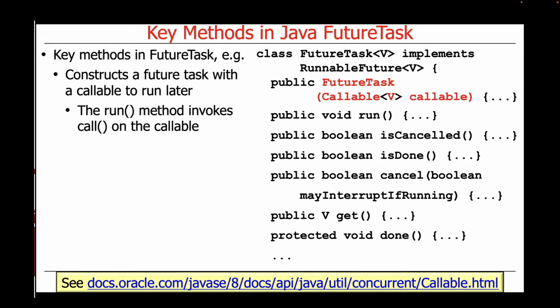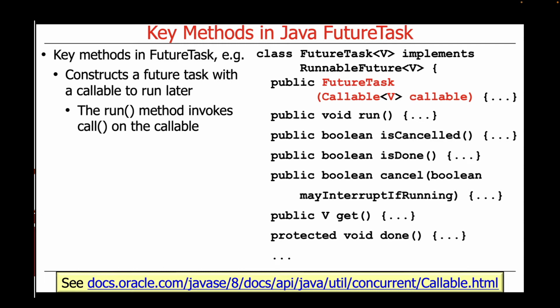So the constructor is actually an interesting method. It is given a callable. If you remember what a callable is, it's an interface that has two-way capabilities. And that callable then will be stashed away and used by the future task later to execute whatever it is the user is trying to call. And the thing that will do that is this method called run, which we'll talk about next.